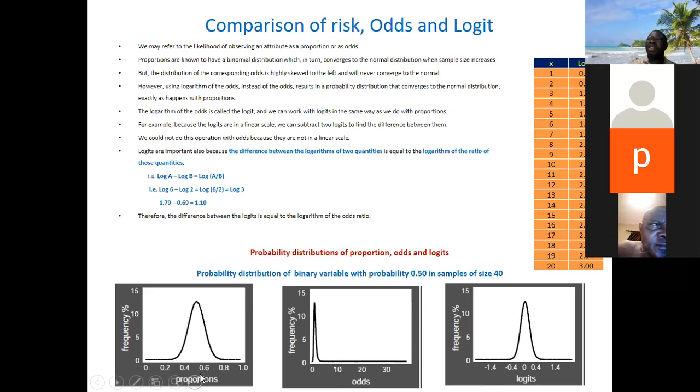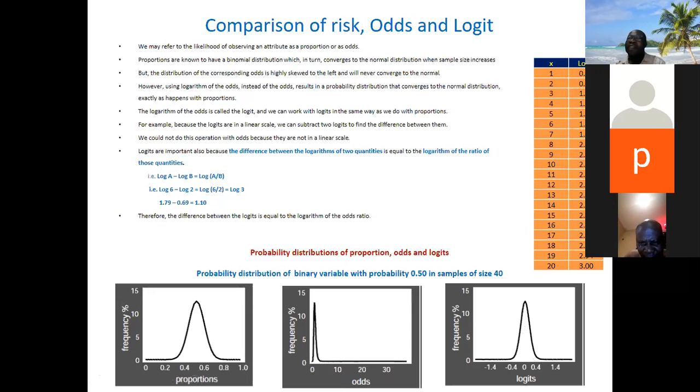You know that when the probability is 0.5, that's halfway from 0 to 1. The odd will be 1. When probability is 0.5, the odd is always 1. How do you know? P all over 1 minus P. If probability P is 0.5, it will give you 0.5 all over 0.5, which is 1. And the logarithm of 1 is 0. Logarithm of 1 is 0.